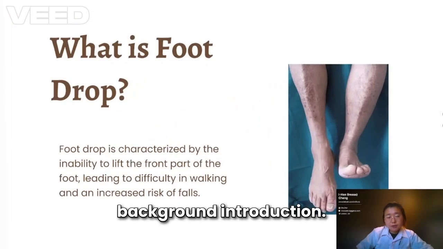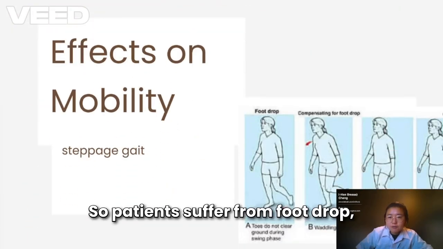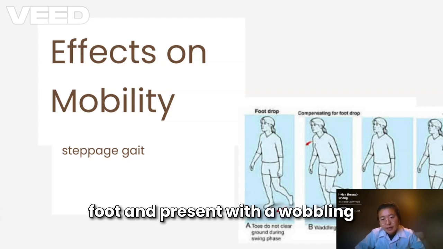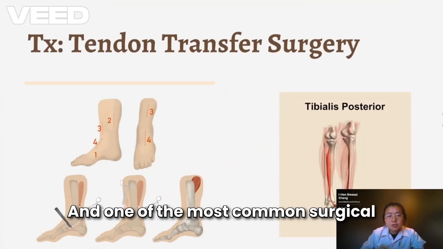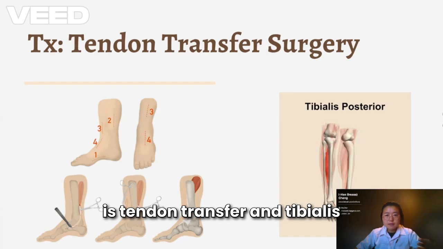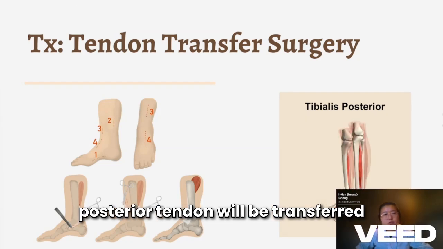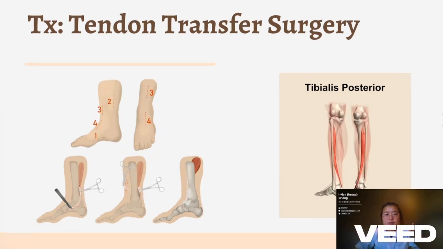So let's start with some background introduction. So patients suffer from foot drop often have difficulty lifting their foot and present with a wobbling gait with high risk of falling. And one of the most common surgical treatment for this condition is tendon transfer. And tibialis posterior tendon will be transferred to the front of the ankle to help lift the foot.